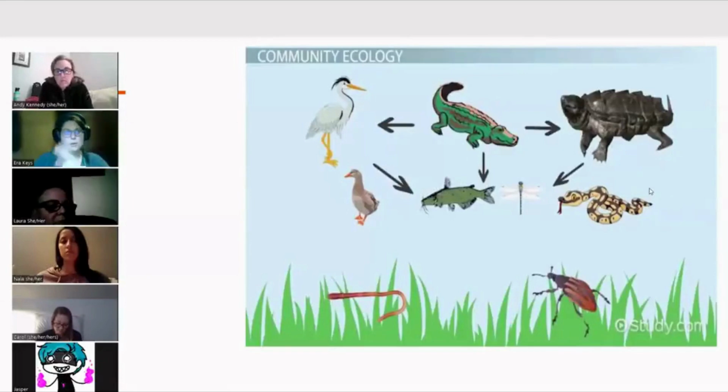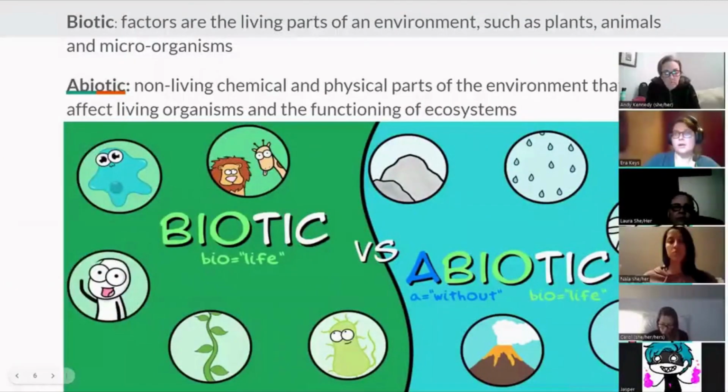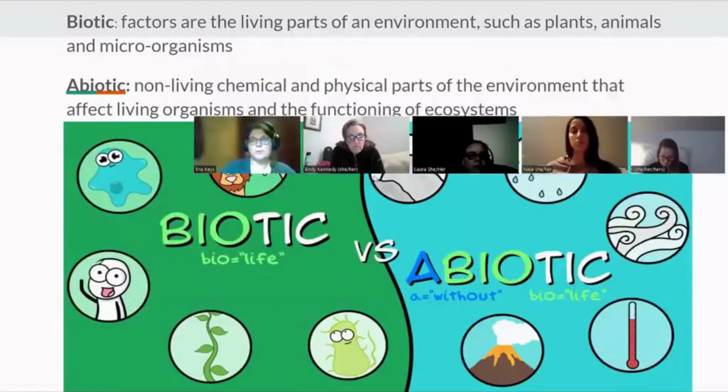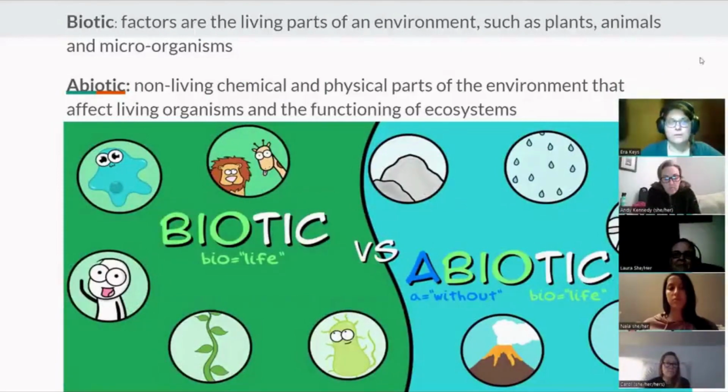Are there any questions about community ecology? Cool. So there are two different factors in an ecosystem. It's called biotic and abiotic. And this is a really great diagram showing you biotic versus abiotic.